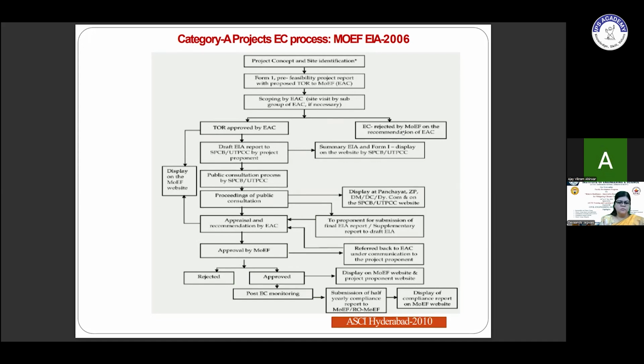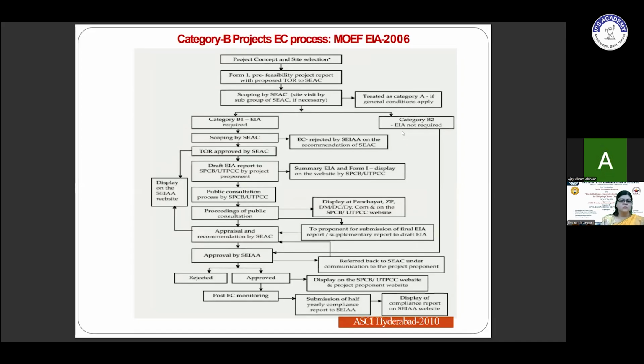The next is category B projects. Category B projects come under the state government, state environmental assessment committee. So project concept, then site selection. Then next is TOR, terms of reference. Then scoping by site visit if it is required. Then after the scoping, if the committee recommends category A, then it will be a matter of central government. Otherwise, it will be dealt with by state government.